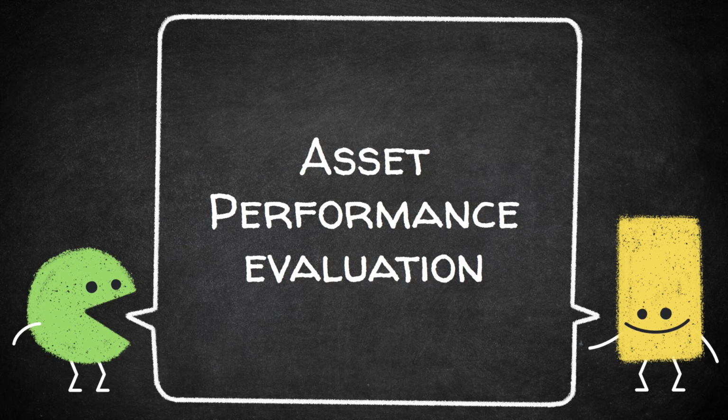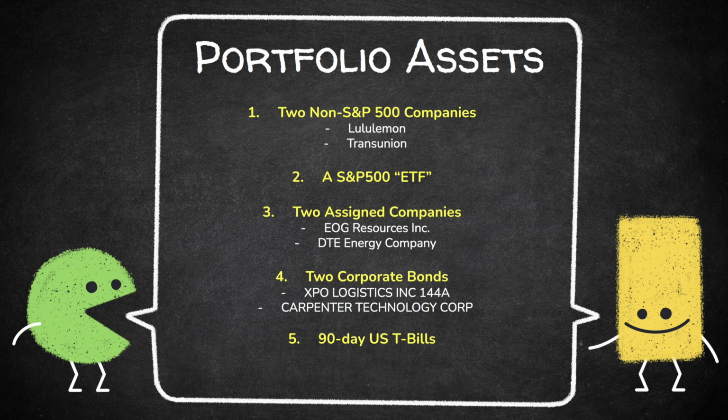Hi, we are here to present a summary of assets in our portfolio. Our assets consist of two now S&P 500 companies, an ETF, two assigned companies, two corporate bonds, and a 3-month US T-bill.